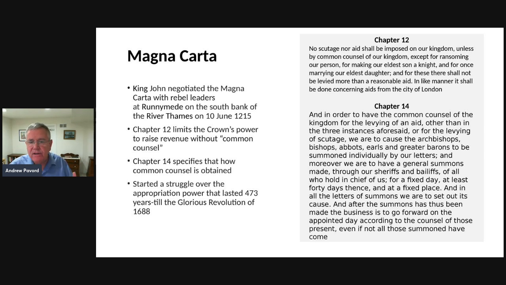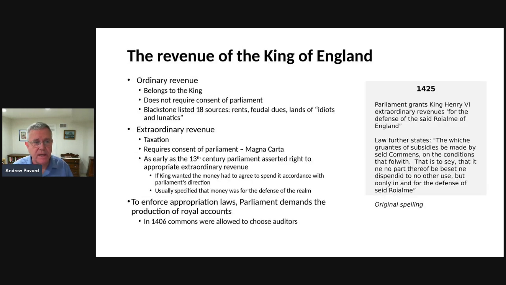The king had to go to Parliament, to a version of Parliament. So this set up the idea that the king needs Parliament to raise taxes. And that started a 473-year struggle to define what that meant. What did it mean to say that the king has to get permission to raise taxes? And that was not finally settled until the Glorious Revolution of 1688. So let's take a look at what happened next.